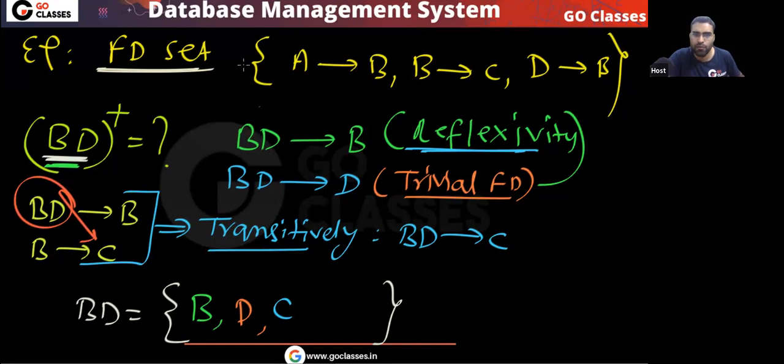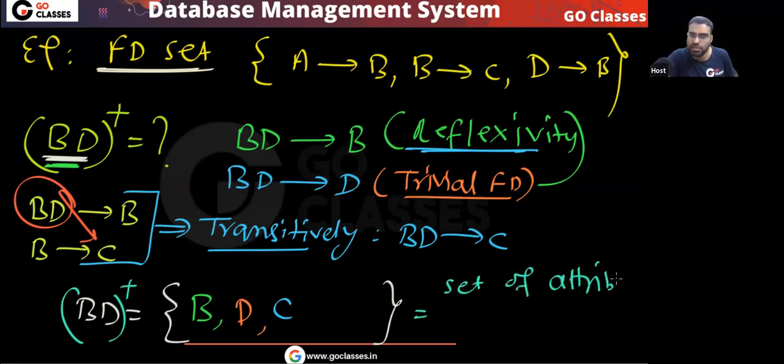What else can we put? Can I put something else? Only A is remaining. Can I derive A? I cannot derive A. If I start at BD, I cannot reach A. Is this clear? You cannot determine A. So this is the set of attributes BD can determine. This is your BD closure.